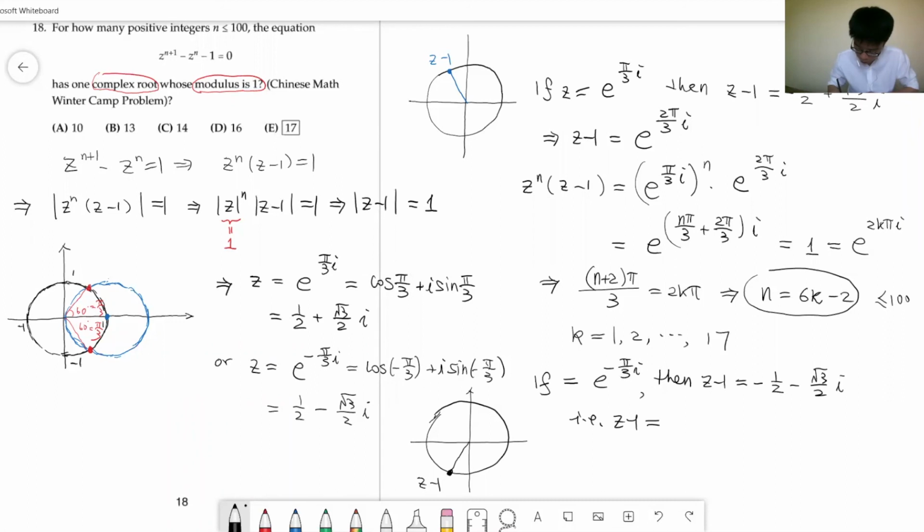Let me write 4 pi over 3, exponential. Because this is 4 pi over 3, okay? Then we plug this into the equation. Z^n, Z minus 1 equals exponential negative pi over 3i, exponential 4 pi over 3i.